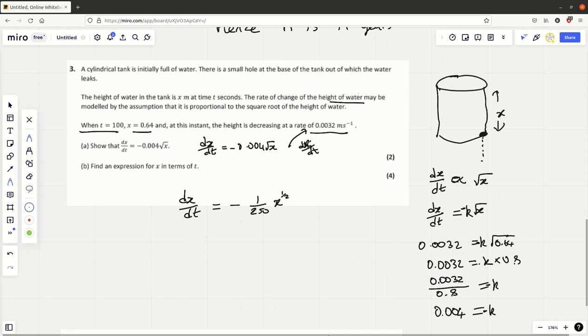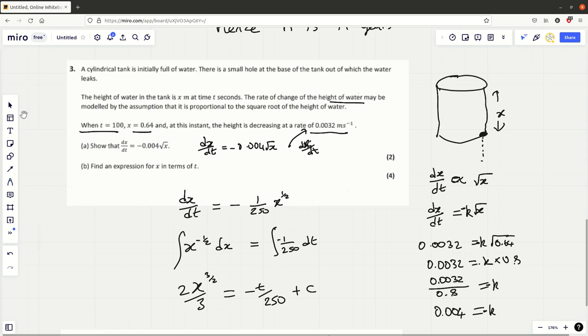Personally, my preference here is to write that as x to the minus a half dx. I personally leave this minus 1 over 250 on this side because I think it's easier to dump it onto the other side because it will be easy to integrate. And I'm just going to integrate both sides. So I'm going to get x to the 3 over 2 times 2/3 equals minus t over 250 plus a constant c. Now we can find that c because we've got initial conditions.